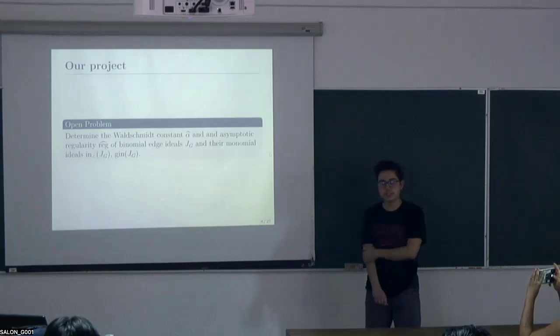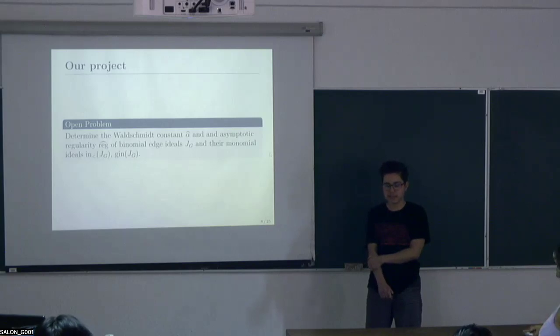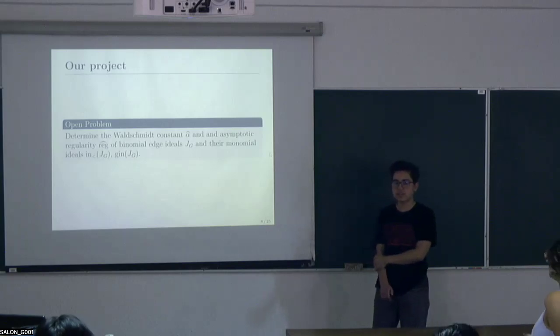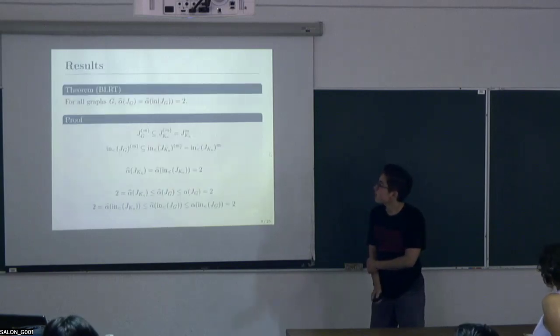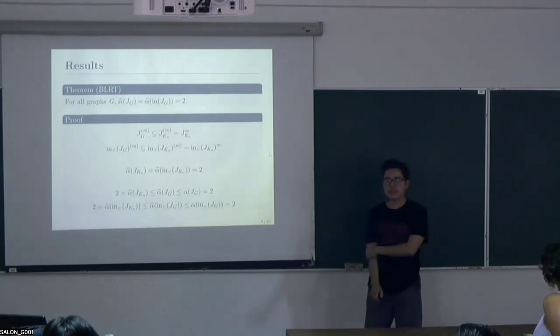So our project, we were trying to determine what the Waldschmidt constant and asymptotic regularity was for binomial edge ideals and their associated monomial ideals, like initial ideals and generic initial ideals. Some of the very first results that we were able to get was to show that for all binomial edge ideals and their initial ideals, the Waldschmidt constant is equal to 2.